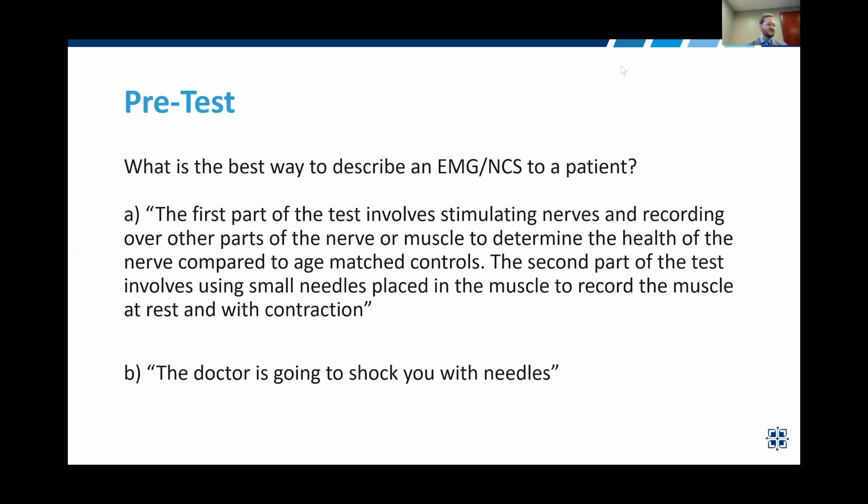So this is just something that I hear all the time. It's almost exclusively B. And I don't know if the physician orders the test, describes it correctly, and then the patient just hears needles and shocking and then just conflates the two. But please don't tell patients that I'm going to shock them with needles.